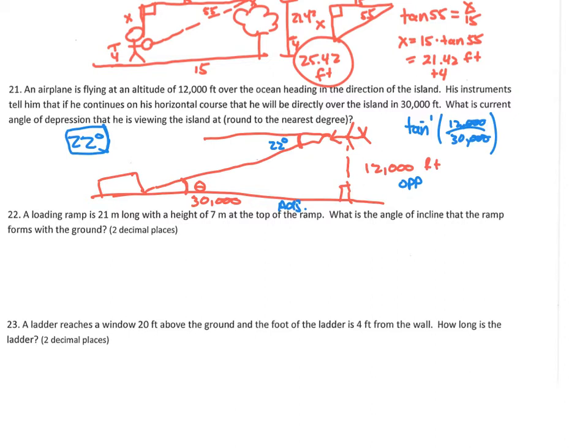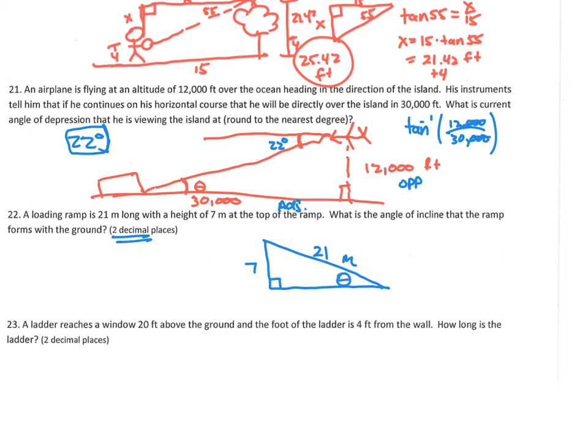Next question. A loading ramp is 21 meters long with a height of 7 meters at the top of the ramp. What's the angle of incline that the ramp forms with the ground? And we want that angle to 2 decimal places. Okay, so here's our ramp. And that ramp is 21 meters long. And then the height of the ramp is 7. We're looking for the angle of incline, theta.